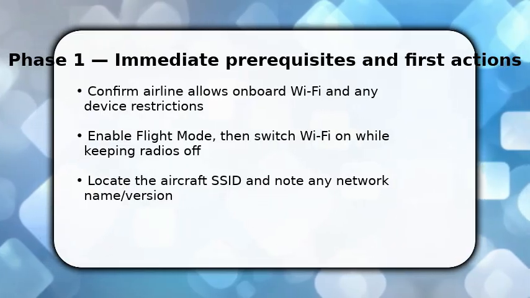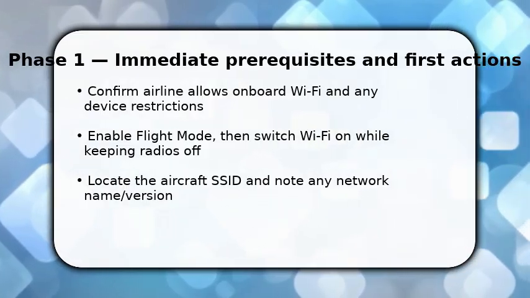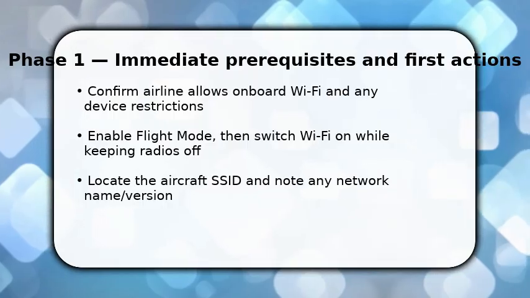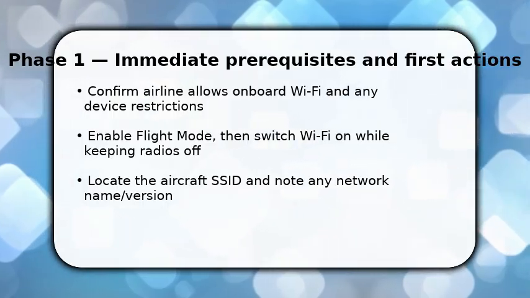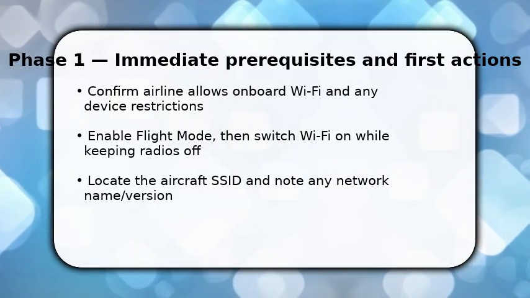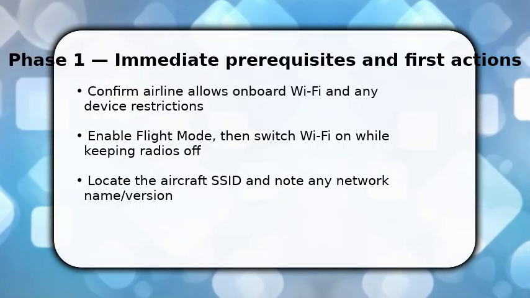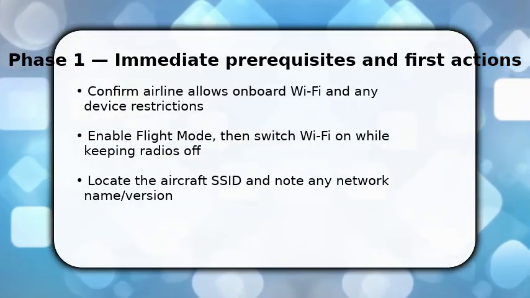Scan for the aircraft SSID, then select the network name that matches the crew's announcement. Make sure you have a payment method ready or a promo code. Once connected, you'll proceed to the captive portal to authenticate and buy access.